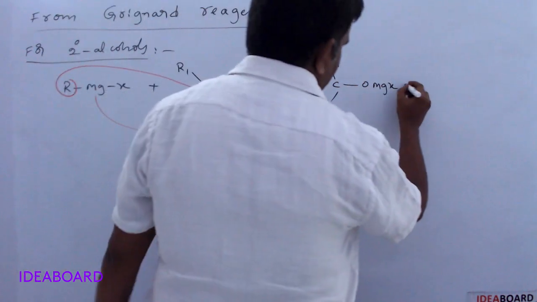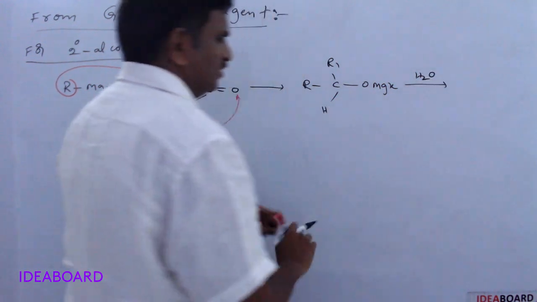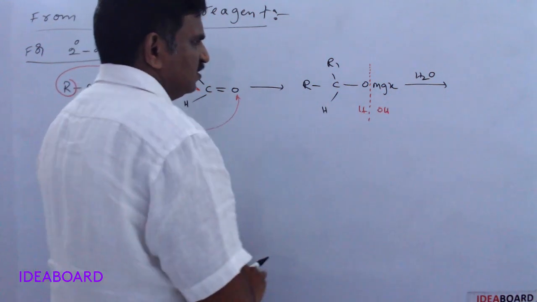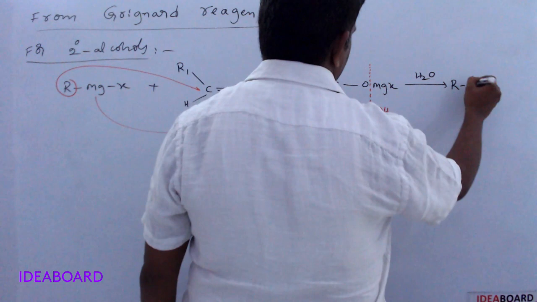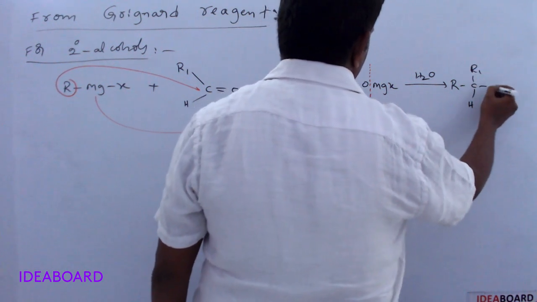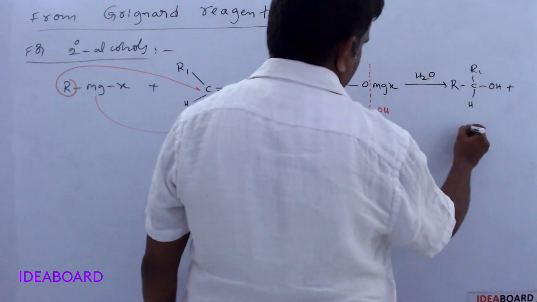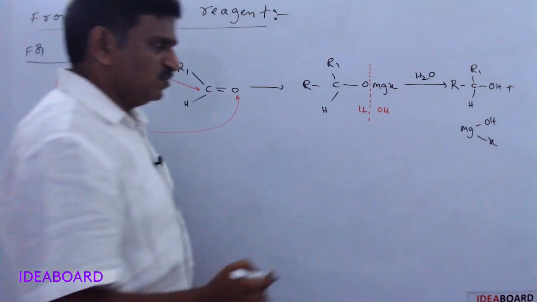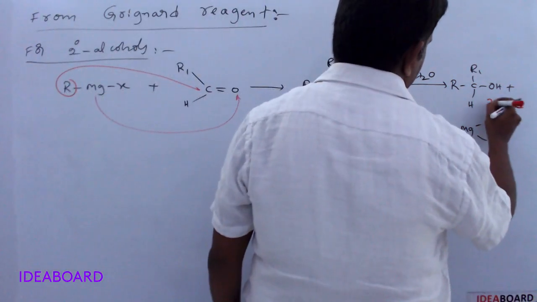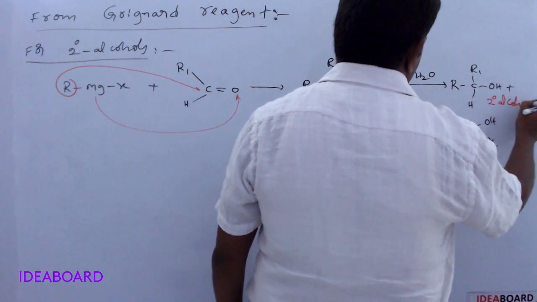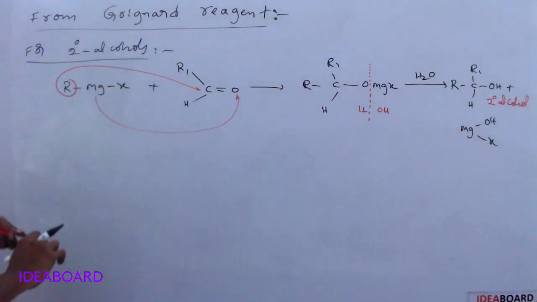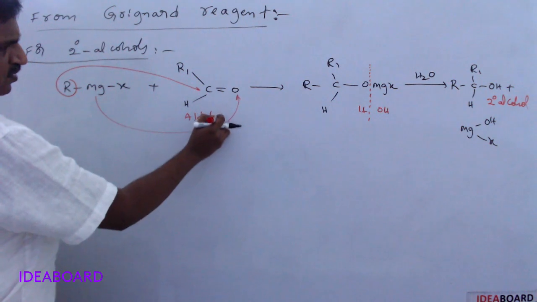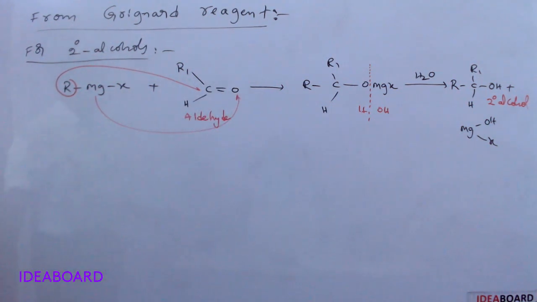That is formed first. And in the next step, hydrolysis occurs. By the hydrolysis process, here H, here OH is added. Then what is formed? Here R dash, H and OH plus MgOH is formed. What is that alcohol formed? Yes, this is a secondary alcohol. So secondary alcohols are formed when we are using any other aldehydes. So when we are using aldehydes, it gives secondary alcohols.